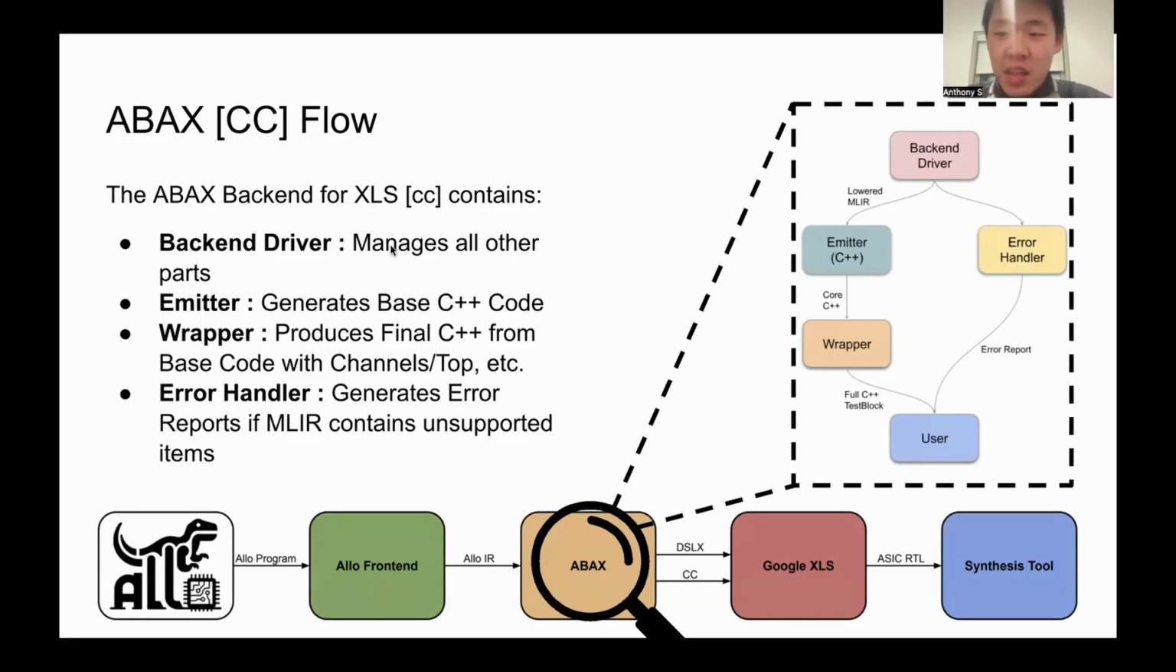So the flow is illustrated on the right with the backend driver giving the lowered MLIR to the emitter, the core C++ going from the emitter to the wrapper, and then the full C++ test block being generated and given to the user. And in the case where something is broken, we go through the error handler. We now transition to a demo of the C++ backend.